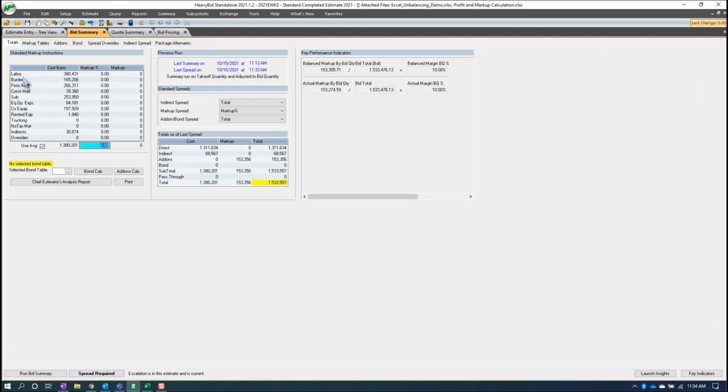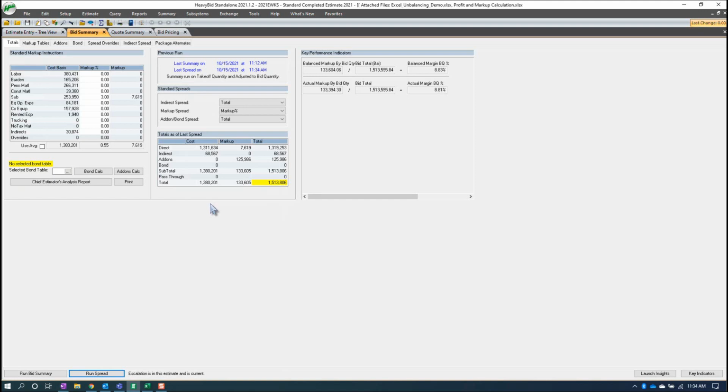Okay, I come back to totals, and then I uncheck that and put my 3% there. So now I run my spread, and there I've got my blended margin. Again, it's the same, but it just gives me a little different way of calculating it. Either one of them I can set up in my master estimate. So again, this is a personal preference.